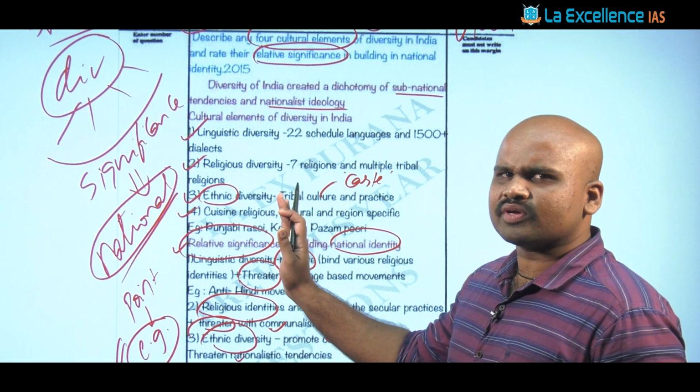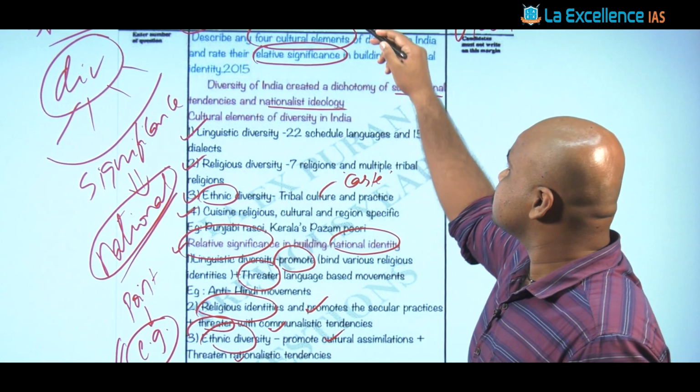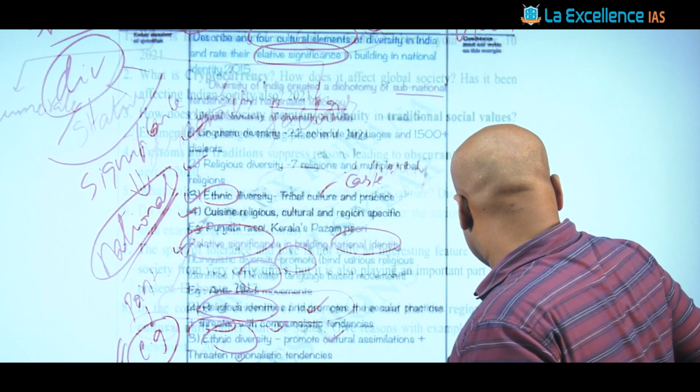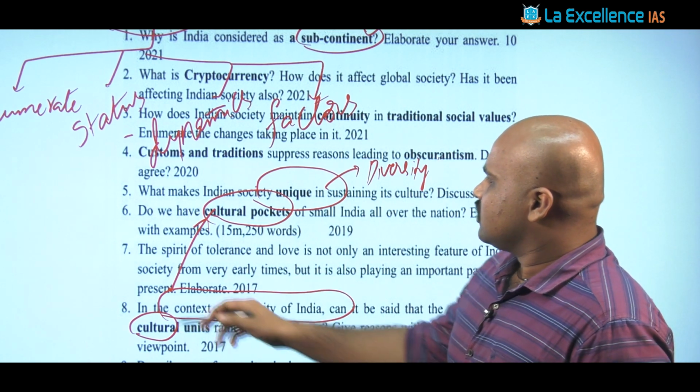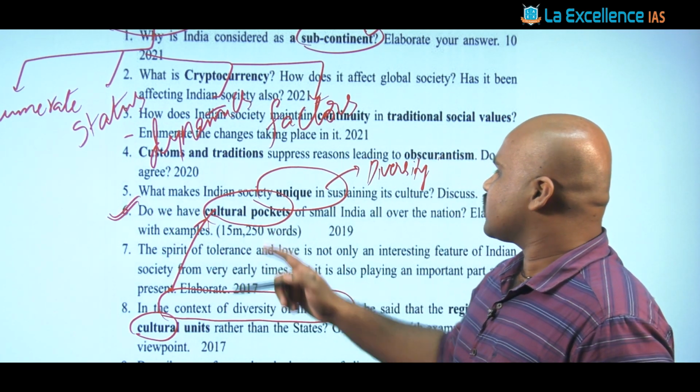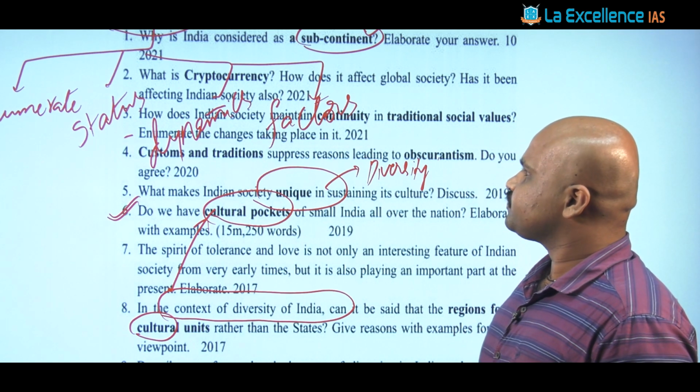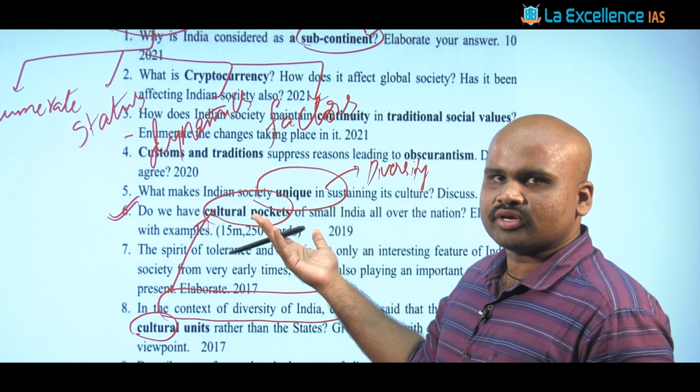So this is one question that we have discussed. One rule that we have discussed is to identify the number of parts. Then if you want to practice, you can practice this question: do we have cultural pockets of small India all over the nation? Elaborate with examples. This is one question which you can practice.